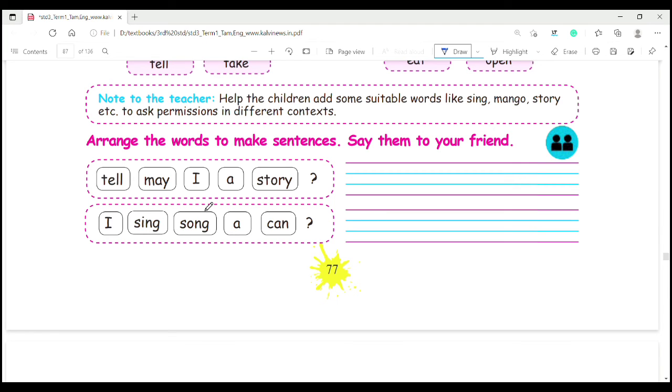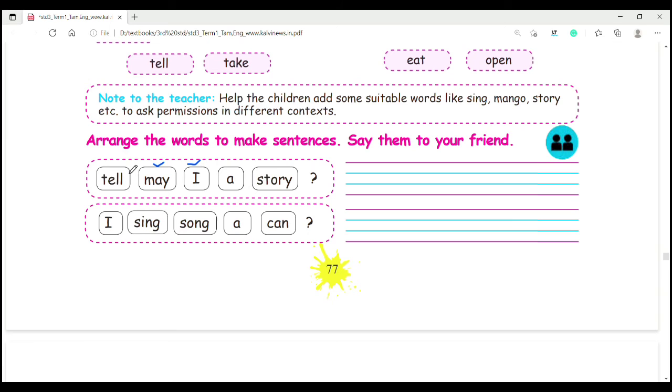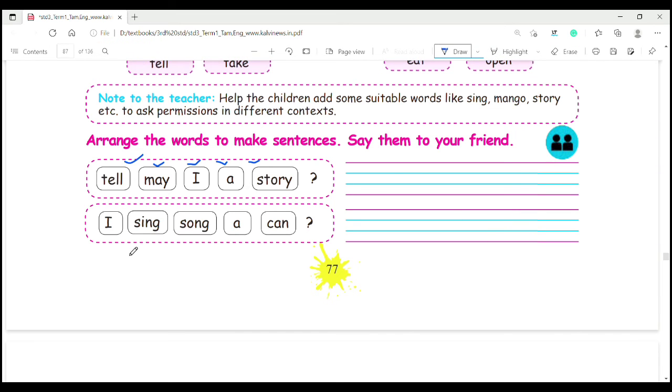Okay, so here which word will come first? May I tell a story? So that's the line, so you have to write may I tell a story. Similarly, find the second line.